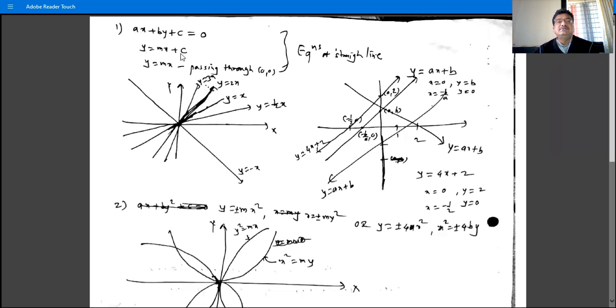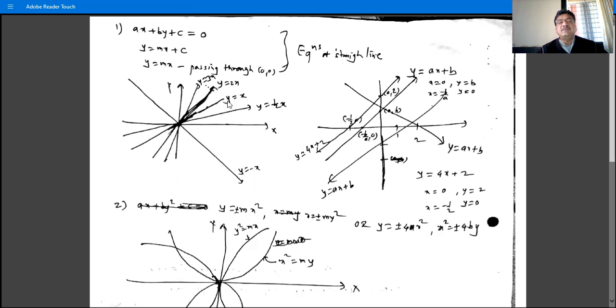And if the constant term is 0, that is, y is equal to mx is the equation of a straight line passing through the origin (0, 0). Okay, this is the slope-intercept form. c is the intercept where it cuts the y-axis, and this is the general form: ax plus by plus c is equal to 0. And what are the graphs of these functions?